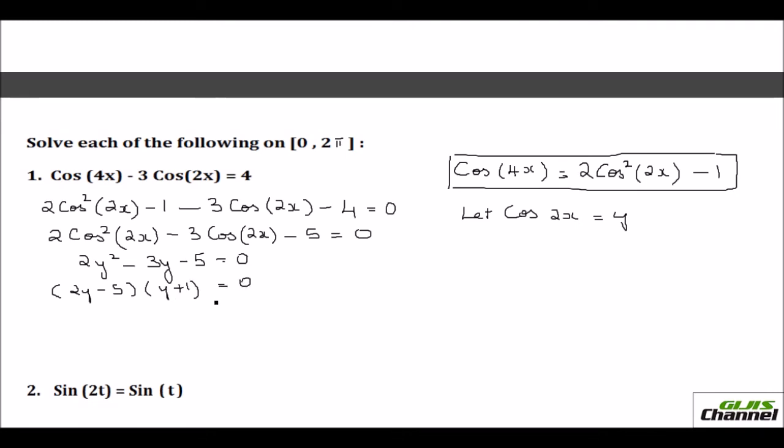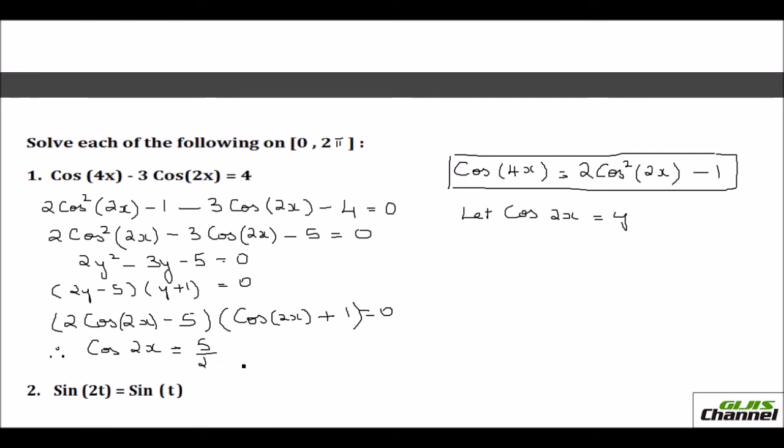After factorization, let us replace it with the cos 2x. So this would be 2 cos 2x minus 5, okay, is one factor, and here y is cos 2x, so that is cos 2x plus 1 is another factor, equals 0, right? So what will cos 2x be? Therefore, when I equate it to 0, my cos 2x would be, the 5 when it goes to the other side it becomes positive 5 over 2, right? So this is equal to 2.5.